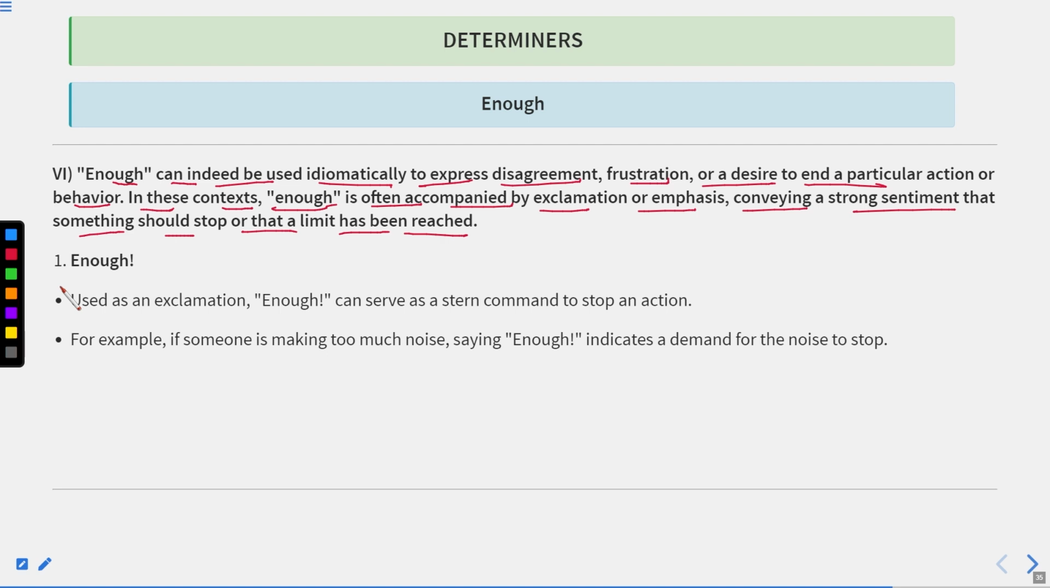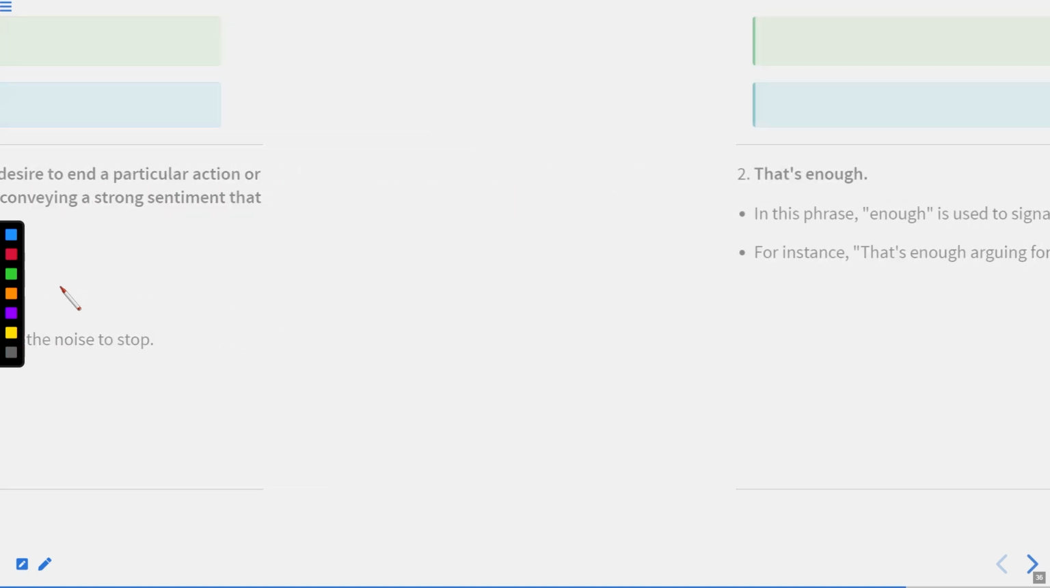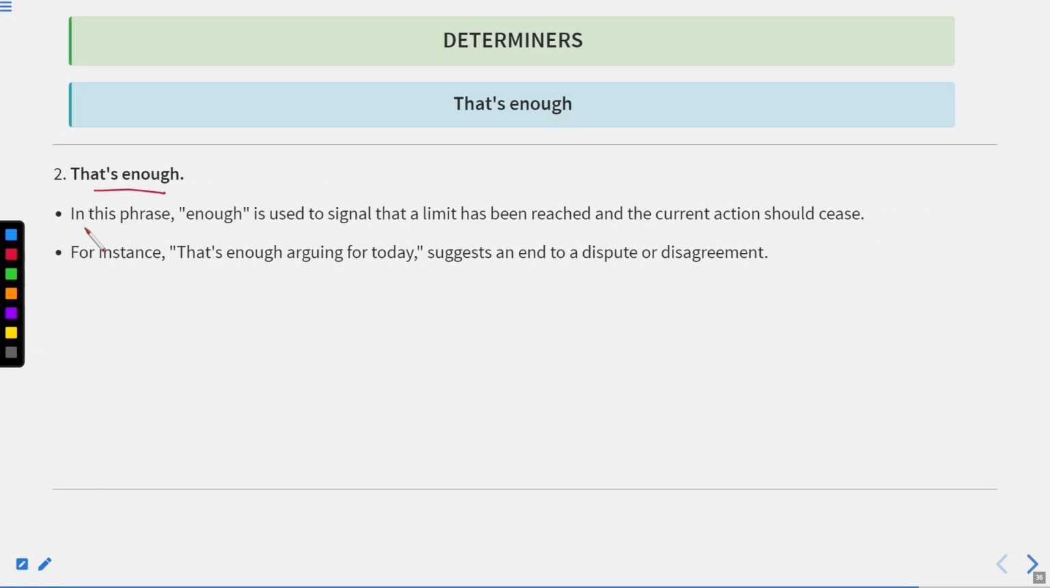Okay, enough can serve as a stern command to stop an action. For example, if someone is making too much noise, saying enough indicates a demand for the noise to stop. Now let us move to the next one. That's enough. In this phrase, enough is used to signal that a limit has been reached and the current action should cease. Okay. For example, if we are just writing something, okay, and I say stop, that's enough.